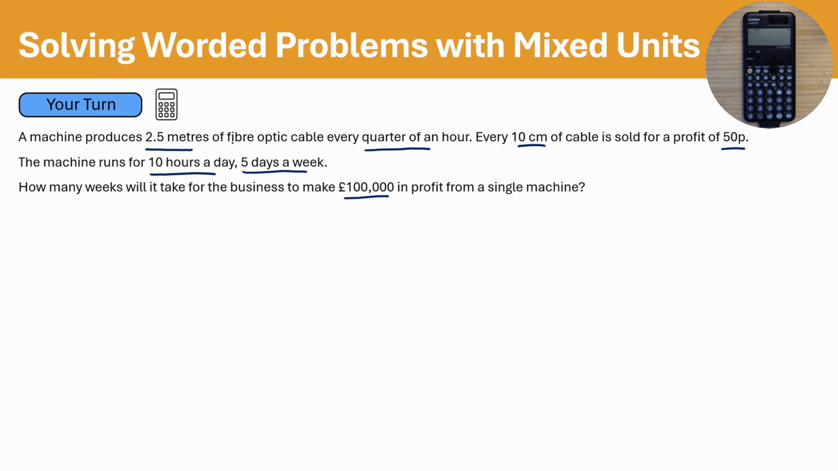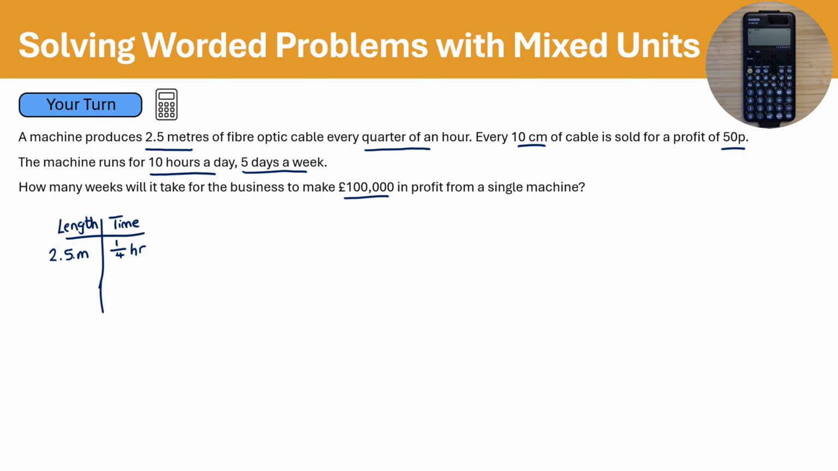Let's start by looking at the first sentence and seeing is there anything we can work out. So the machine produces 2.5 meters of fiber optic cable every quarter of an hour. Let's draw a small little table like this, and I'm going to be looking at length, that's the 2.5 meters, and also time. Both of those have been given to me. And I'm told that the length produced is 2.5 meters, and that is done in 1/4 of an hour.